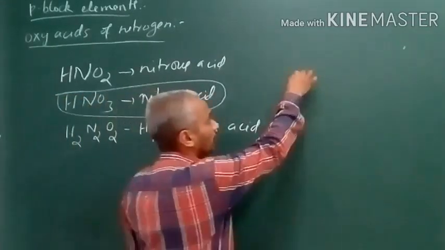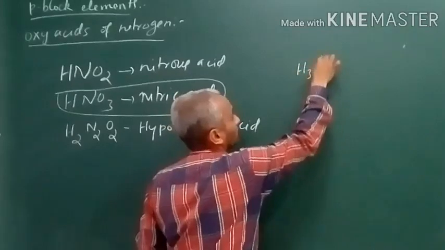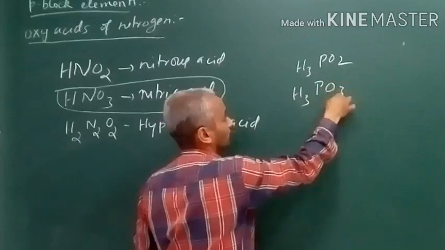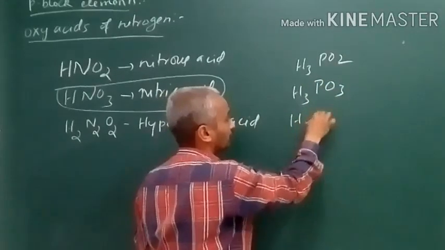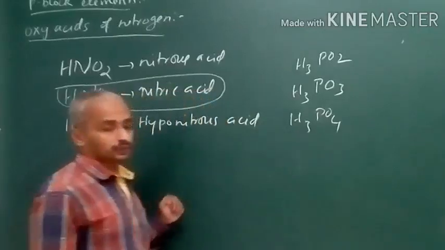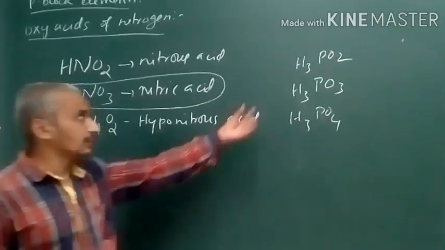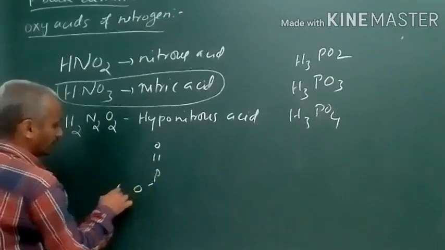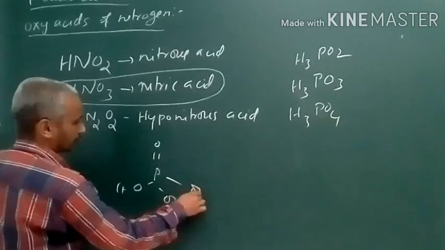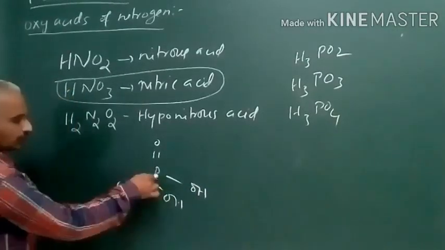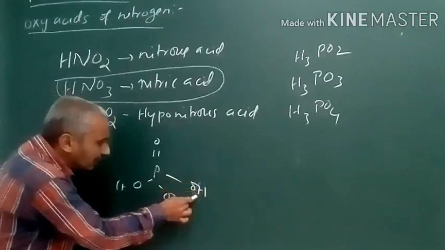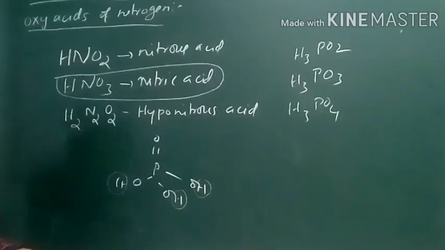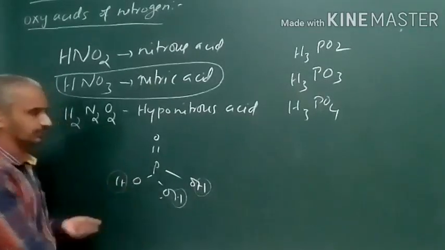Now, in the same way, phosphorus also forms H3PO2, hypophosphorus acid, H3PO3, phosphorus acid, H3PO4, orthophosphoric acid, etc. That also forms oxyacids. P double bond O, OH, OH, OH. So these are all oxyacids, because this hydrogen can be given out, this hydrogen also, and this hydrogen also can be given out. So it's an acid, and there's oxygen also.